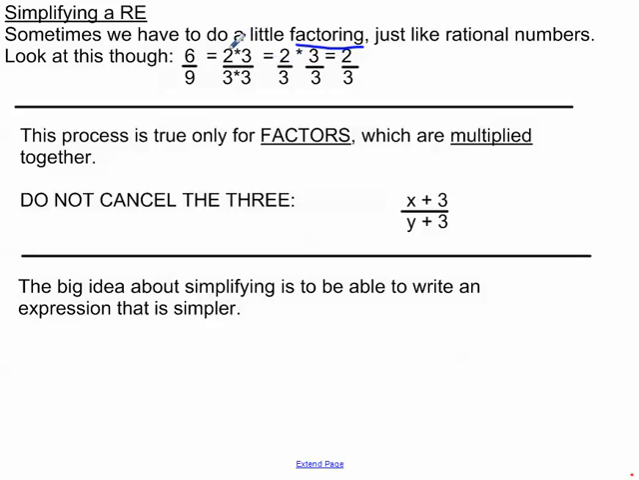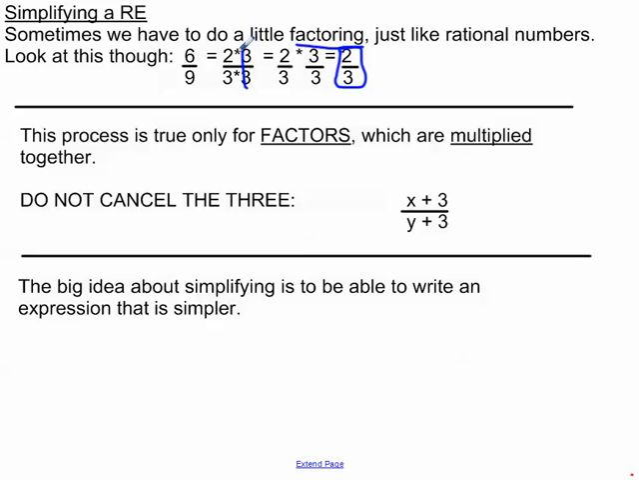What are factors? Factors multiply together. So we can take 6 and redefine it as 2 times 3. We can redefine 9 as 3 times 3, and then we can say it's 2 over 3 times 3 over 3, or we can just say that 3 divided by 3 is 1, so that cancels out to give us an answer of 2 over 3. So remember that the factors cancel out.